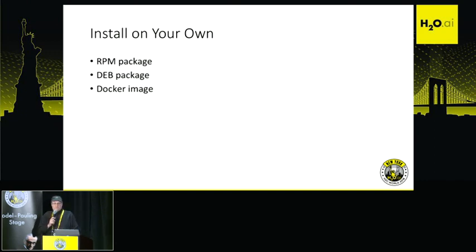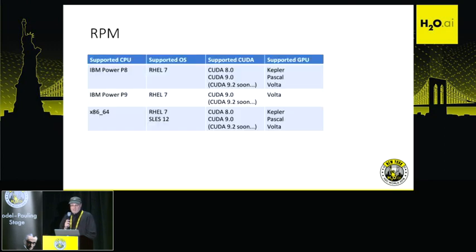If you want to install Driverless AI by downloading the software and using it on your own local machine or in a cloud environment that you set up, not in a marketplace offering, you can do that through an RPM, through a Debian package, or through a Docker instance. So the RPM, we support these different environments. We support IBM Power 8 and Power 9, and on x86, we support RHEL 7 as well as SUSE Enterprise Linux. On the IBM platform for the RPMs, RHEL 7 is the only choice, and you need CUDA 8 or CUDA 9.0, with CUDA 9.2 coming soon.